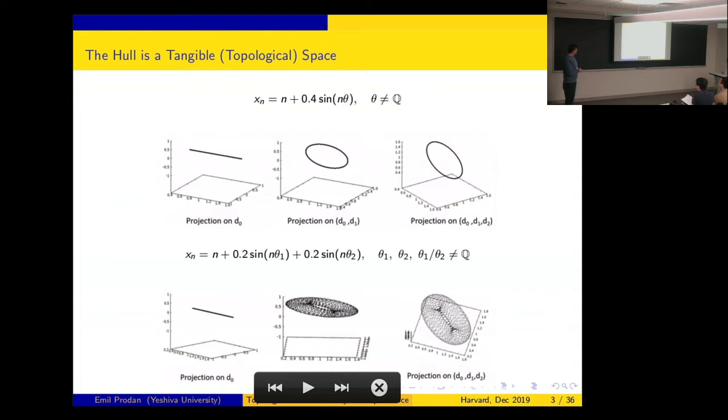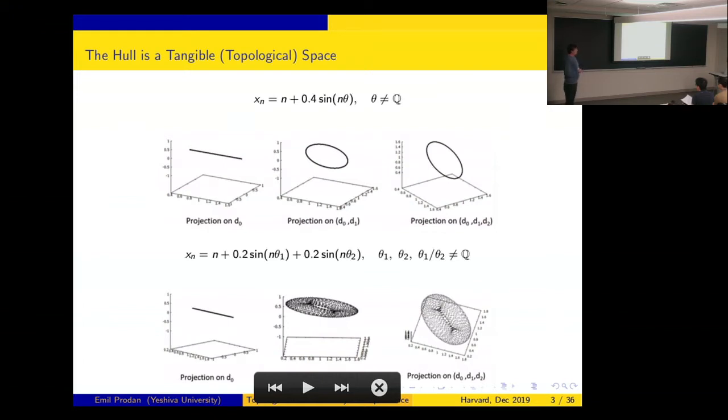Here is another pattern which uses 2 thetas, all incommensurate, including the fraction. And in this case, the same procedure gives us a torus. And in fact, you can generate hulls with more complicated shapes.